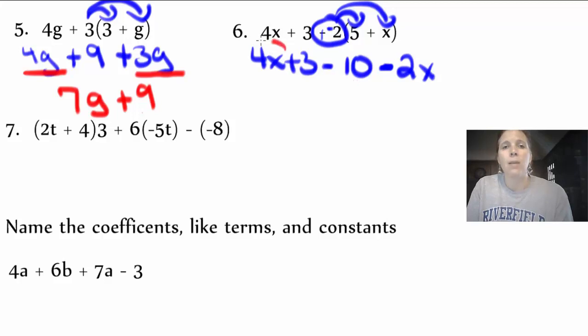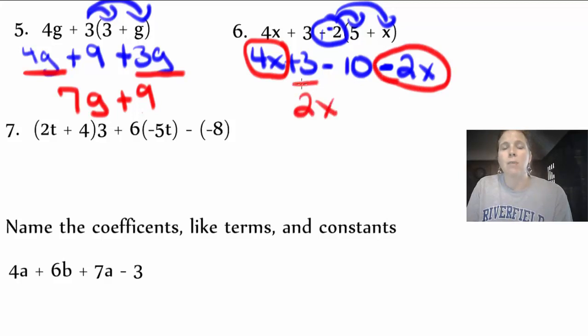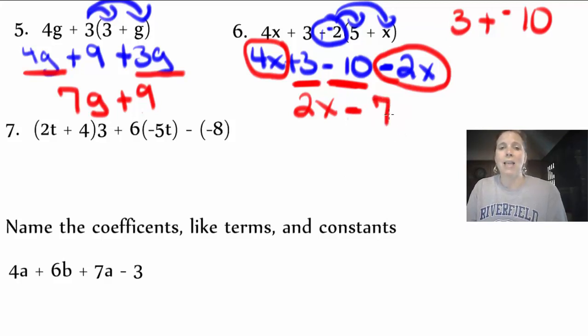Okay, so now we combine like terms. I just start from left to right. We have 4x here. We have minus 2x here, so that's going to give us 2x. Then we have 3 minus 10. So remember, 3 plus a -10. Our signs are different. We subtract and take the sign of the larger number. So -7 or minus 7. You can put plus a negative if you want, but you're going to mostly see it 2x minus 7.